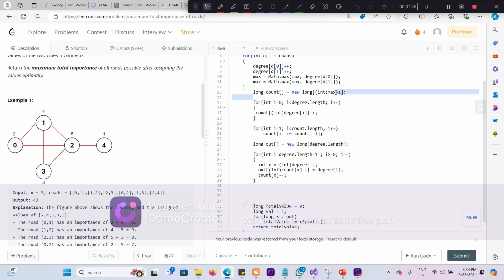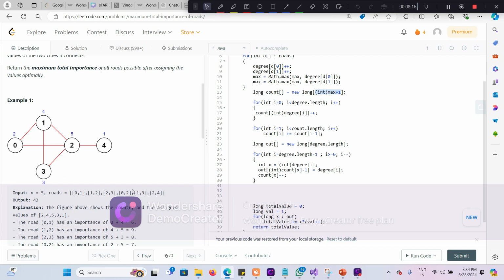Now see here, I have made one count integer array, a long type array, so that we can proceed ahead in our count sorting way. Here I am basically increasing the count values. Whatever is there in the degree, I have to increase the count of it. So this count is of size max plus 1.